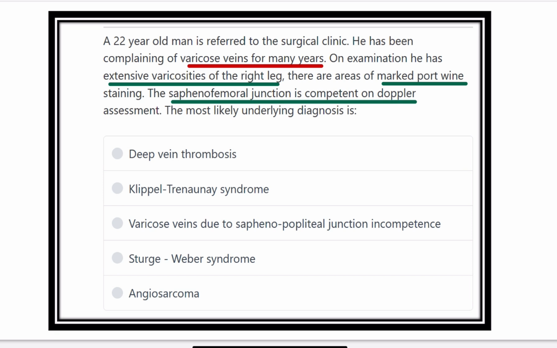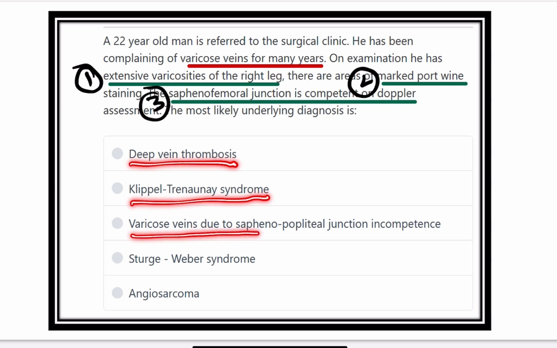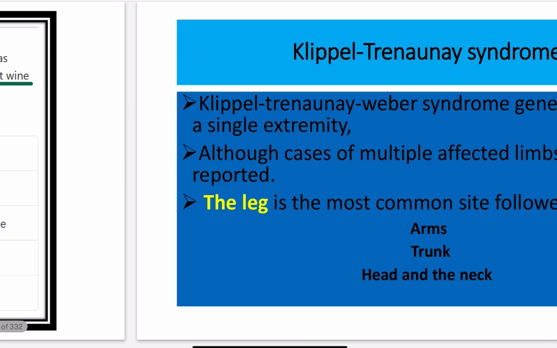So the patient goes to the surgical clinic, and there the findings are: first, extensive varicosities of the right leg; second, marked port wine stain; and third, the saphenofemoral junction is competent. So what may be the diagnosis? Here the options are deep vein thrombosis, Klippel-Trenaunay syndrome, varicose vein due to saphenofemoral junction incompetence, Sturge-Weber syndrome, angiosarcoma. So what may be the cause?